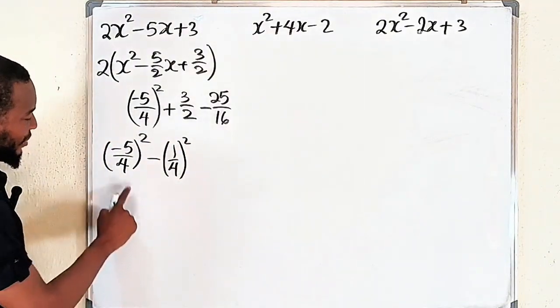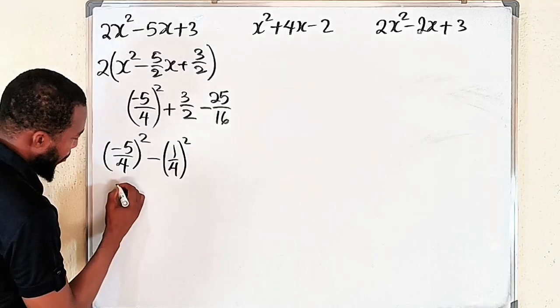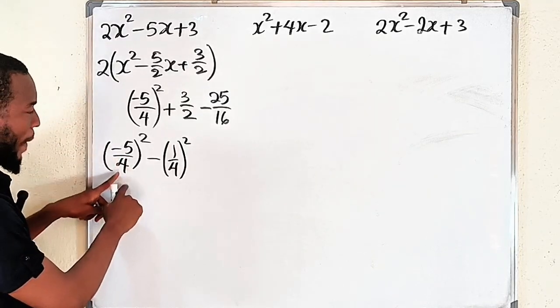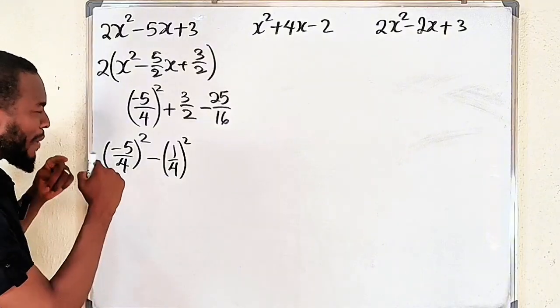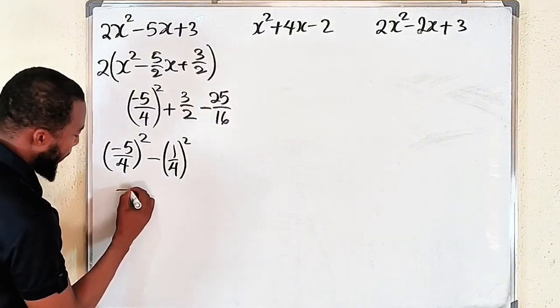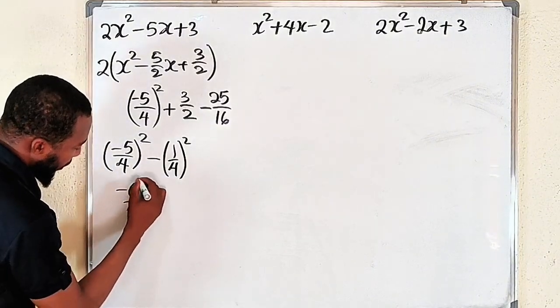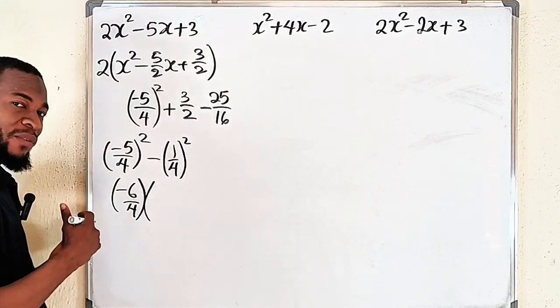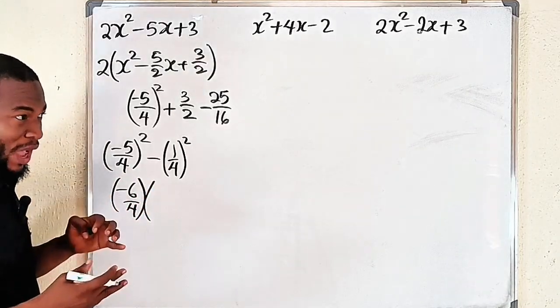How do we factorize it? You take this, minus, should I do it directly? Minus 5 over 4 minus 1 over 4 will give us minus 6 over 4. Minus 6 over 4 multiplied by, now you add. Previously we subtract, now we add.